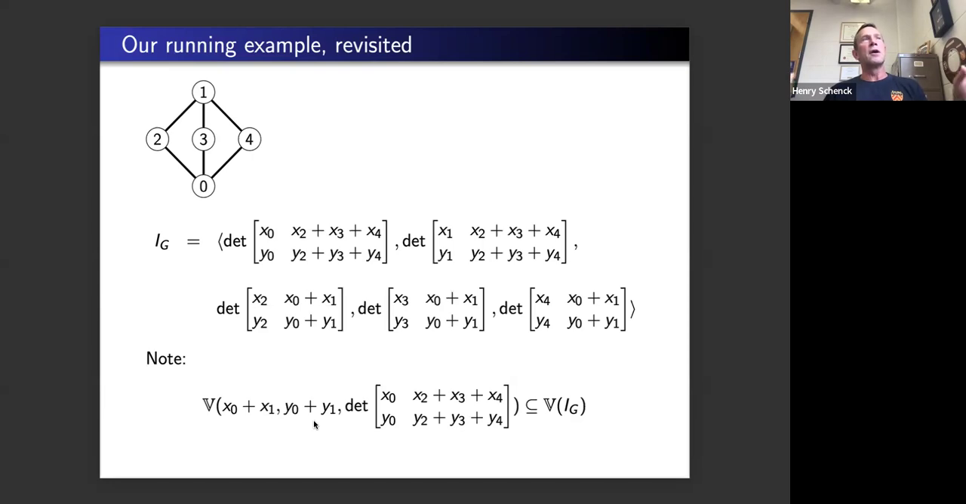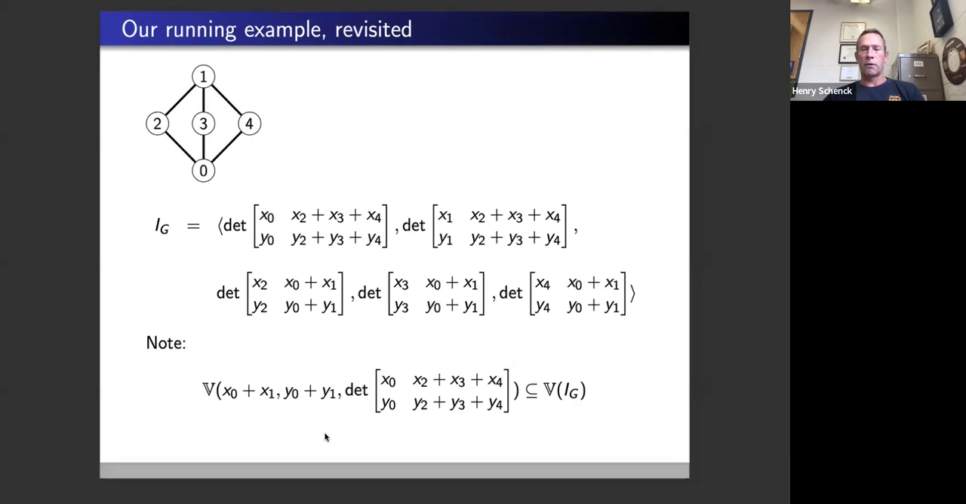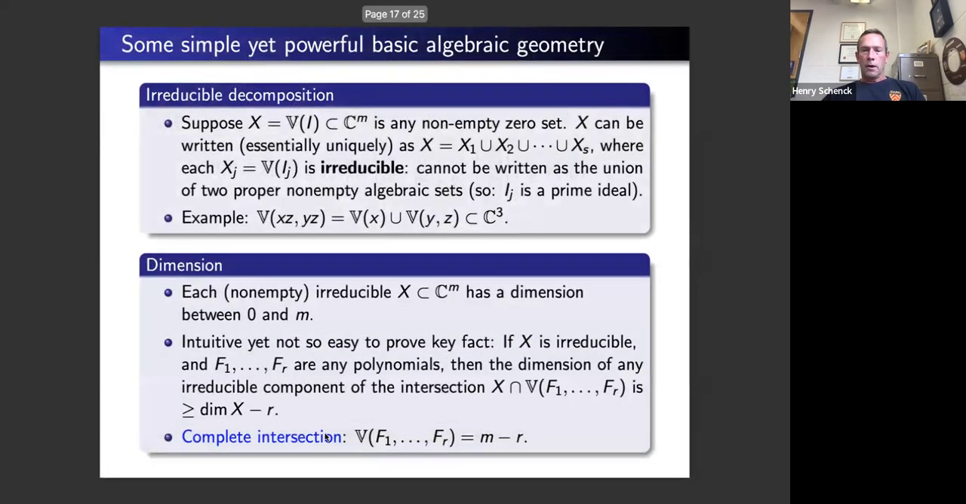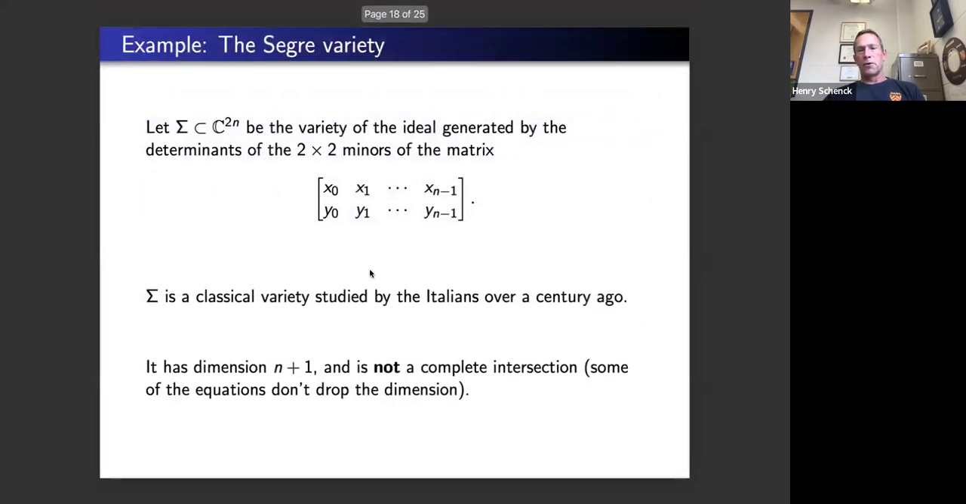Why do we care about this? When we're searching for solutions, this means we can narrow our solution space by doing a primary decomposition of this ideal that we got from the graph, right? So that's the raison d'etre here. So we did that complete intersection. And so now this is the Segre variety.